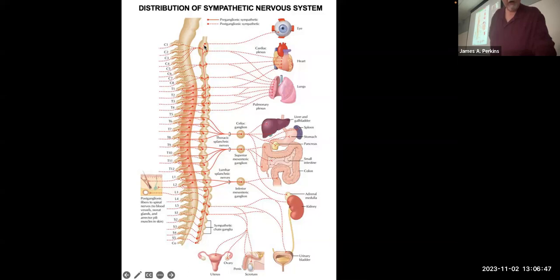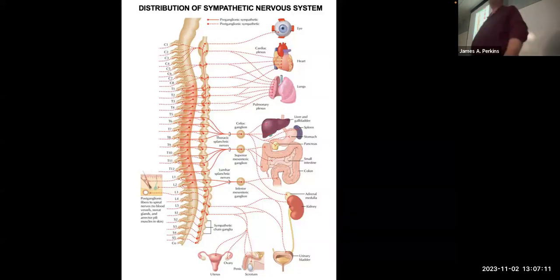Those postganglionic neurons will then leave the sympathetic chain, and there's many different things they can do. Way up here in the neck, some of these postganglionic neurons will make their way all the way to the eye to innervate things like the dilator pupillae muscle to dilate the pupil, and that superior tarsal muscle to help raise the upper lid.